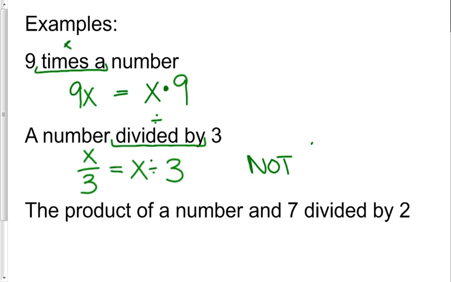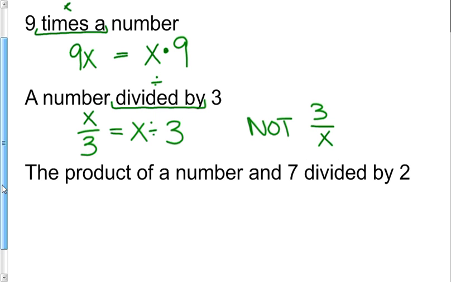It is not that. That would be 3 divided by a number. Okay? Next, here we've got one that's a little bit more complicated. The product of a number and 7 divided by 2.